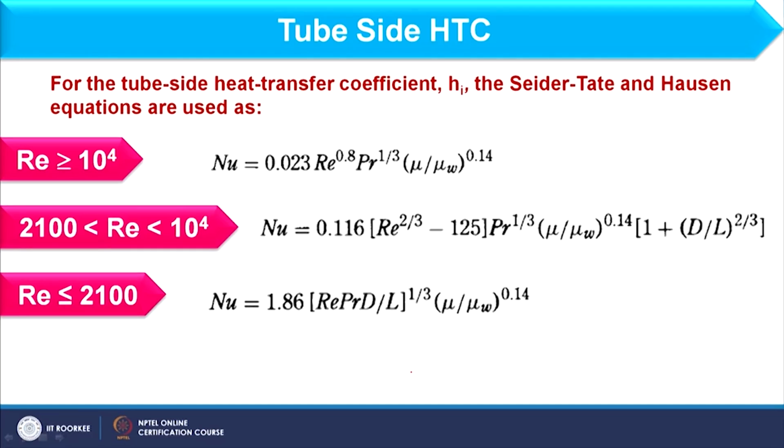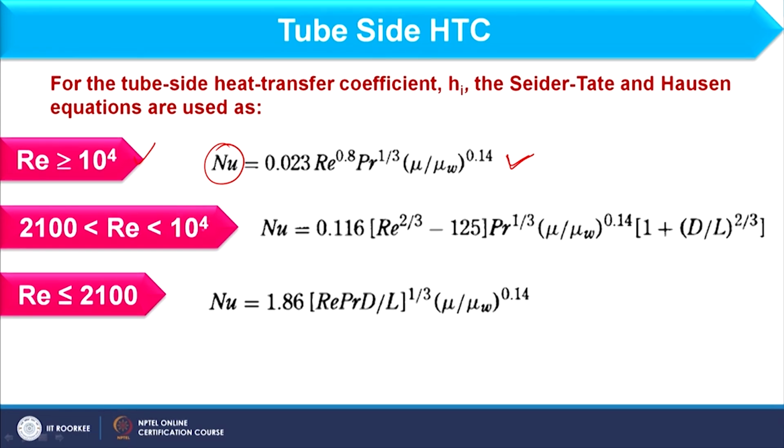If the Reynolds number exceeds 10 to the power 4, or 10,000, you can use this equation to calculate the heat transfer coefficient on the tube side. Here this Nusselt number is basically h_i d_i by k, and the thermal conductivity of the fluid you have already collected in the physical property collection step.